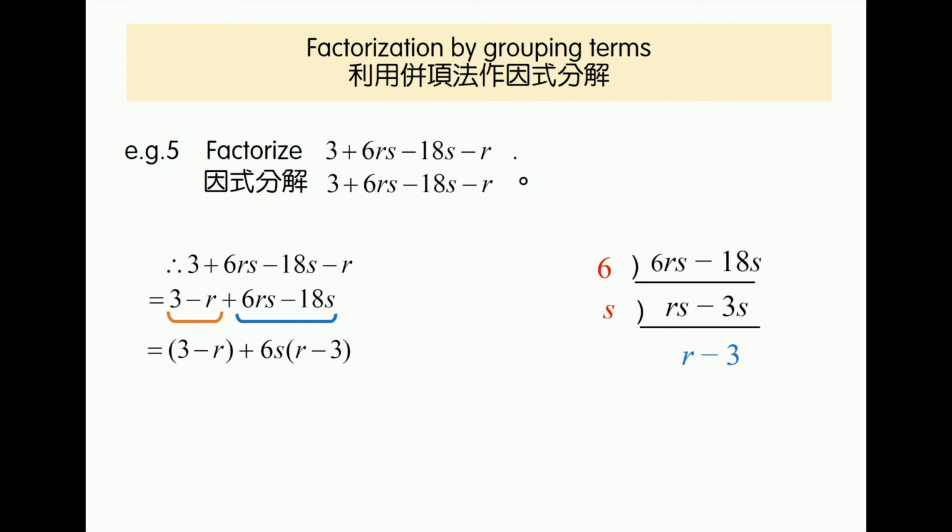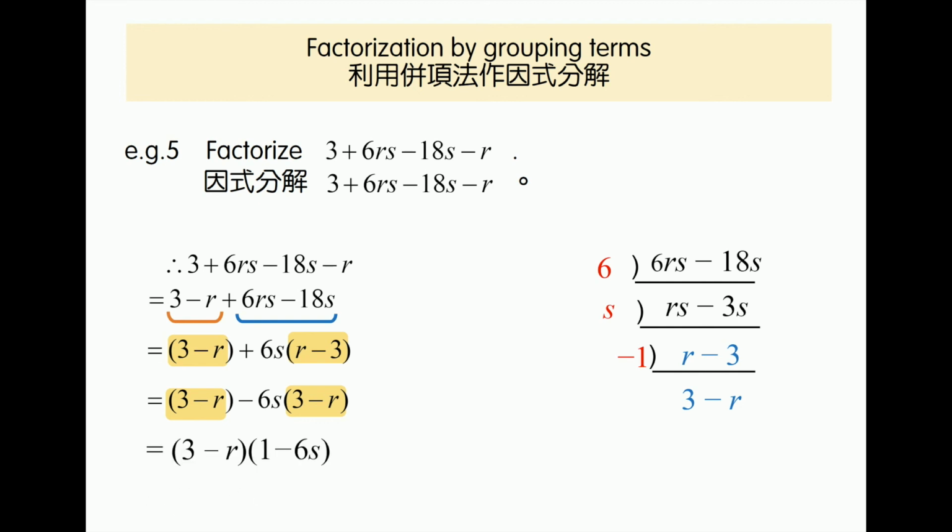That's why in the short division, we need to do an extra step. We need to also take out negative 1. So negative 3 becomes positive 3, and positive r becomes negative r. This way, we could really make the 2 brackets exactly the same. Taking out what's the same, we are left with 1 minus 6s. And this is the final answer.